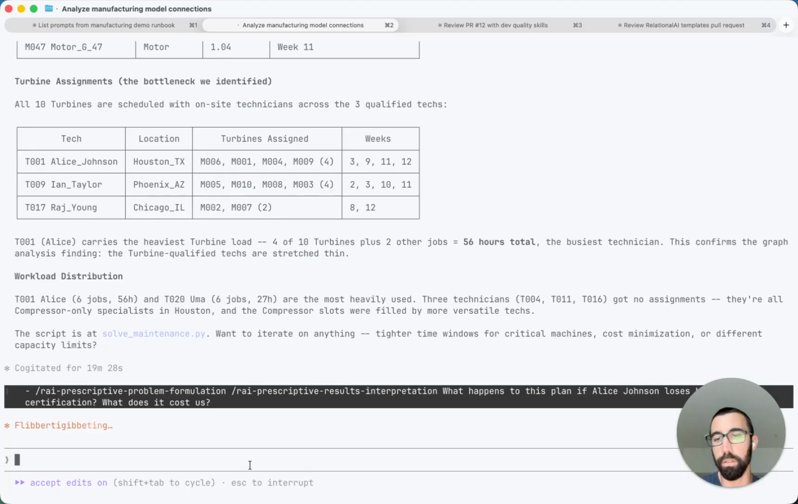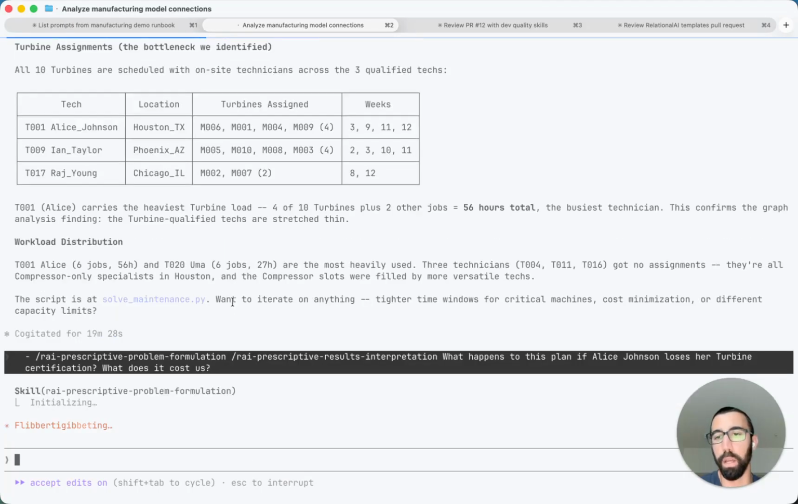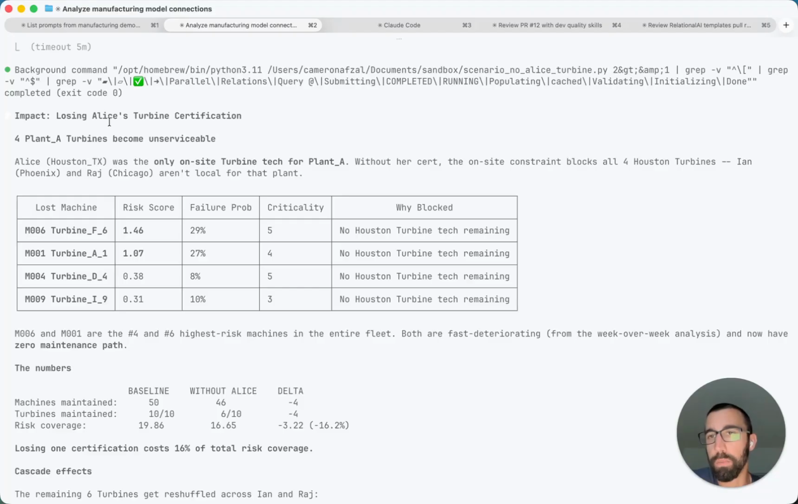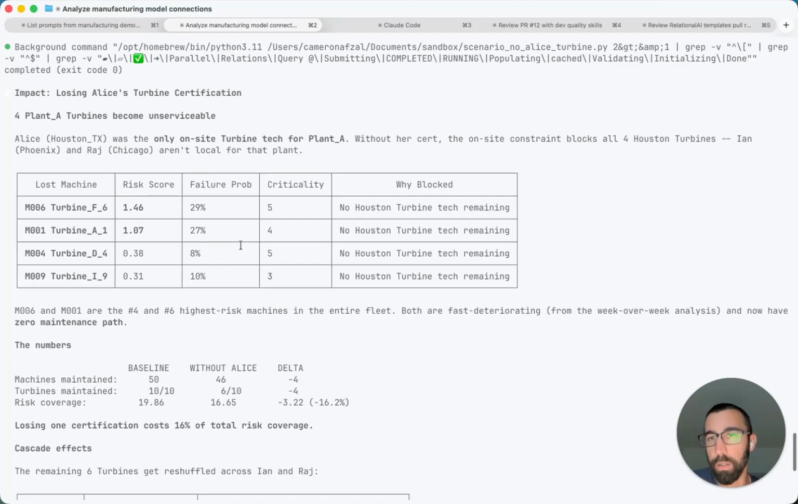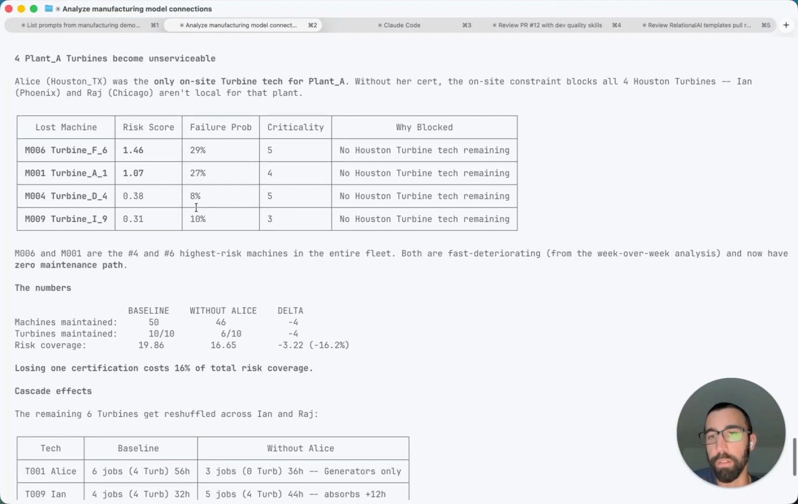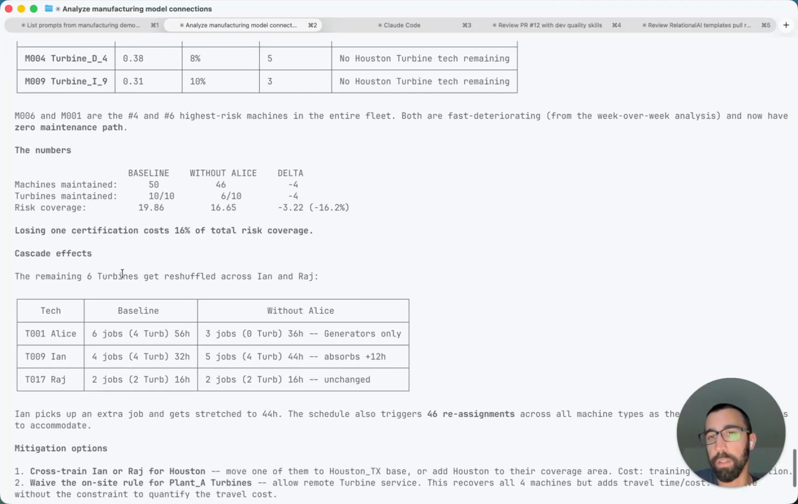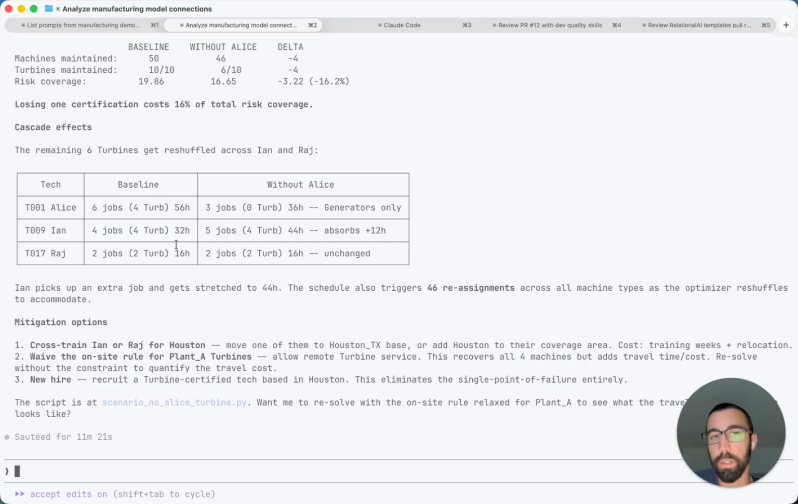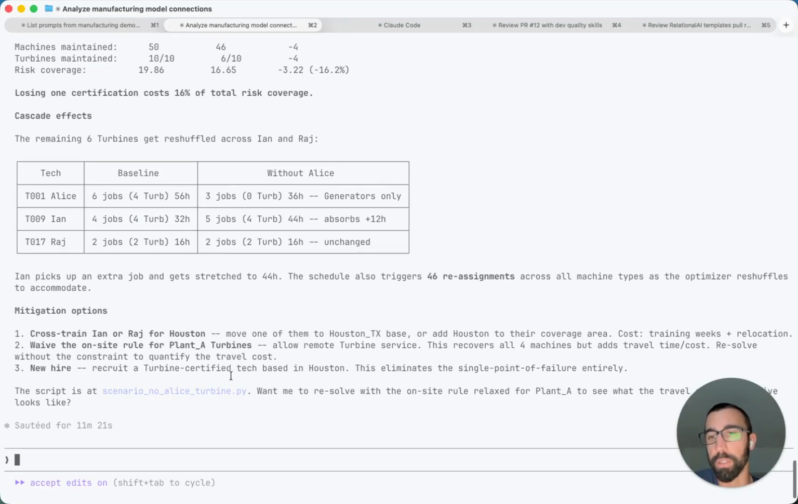So we need to look at a scenario and rerun the optimization. If we lose that technician, the whole thing collapses. We don't have a maintenance path. So that one person was our critical link. That wasn't evident initially. We had to do additional analysis, look through scenarios, look through the dependencies.